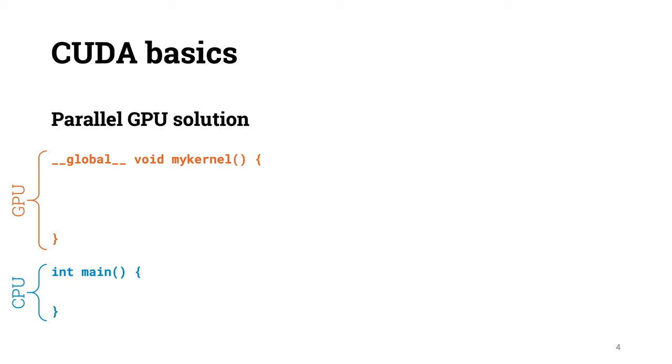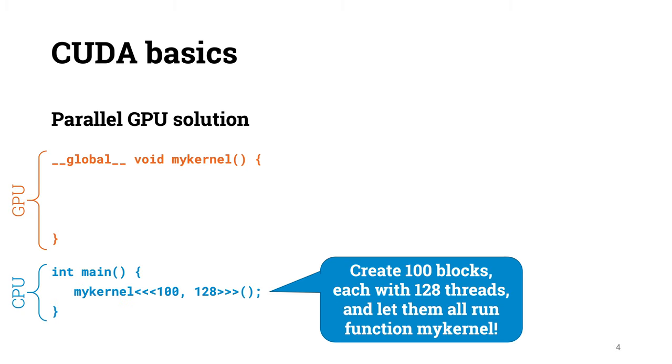Then, we will define a main function. This is where our program will start as usual, and this will run on the CPU as usual. In the CPU side code, we can do anything we usually do in C++. But we can also ask the GPU to create threads and run a kernel. We do it with this magic triple angle bracket notation. Now, threads are organized in blocks. So here I decided to create 100 blocks, each with 128 threads. Blocks are numbered from 0 to 99. Threads within each block are numbered from 0 to 127. And all threads in all blocks will run on the GPU and run the same function, myKernel.